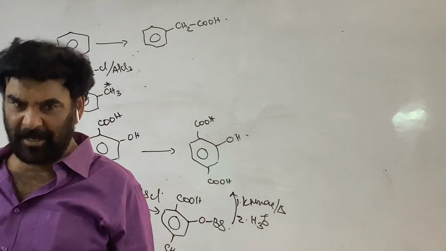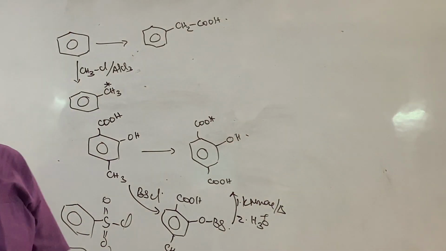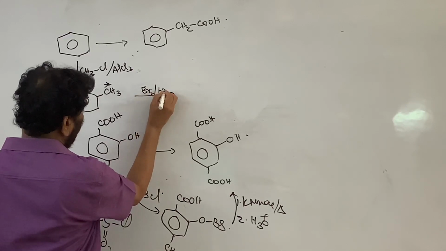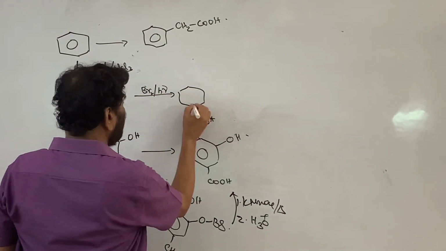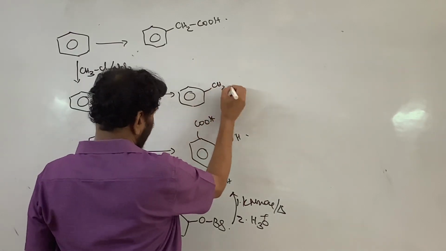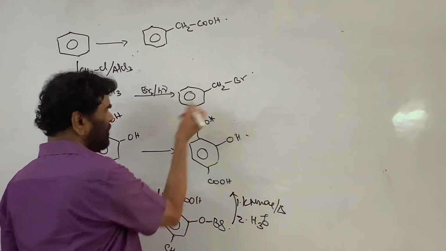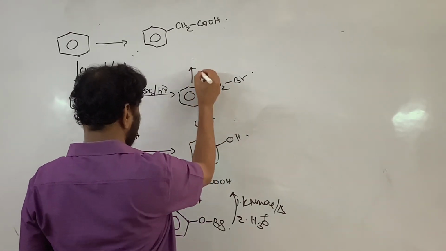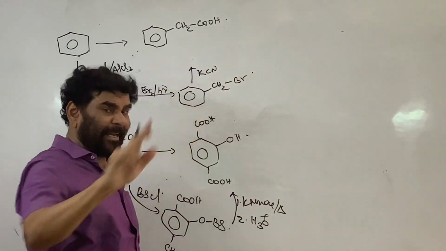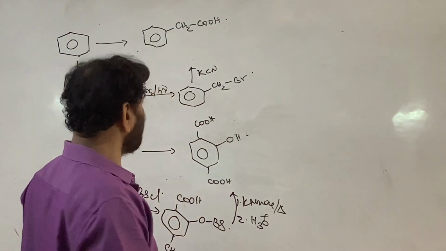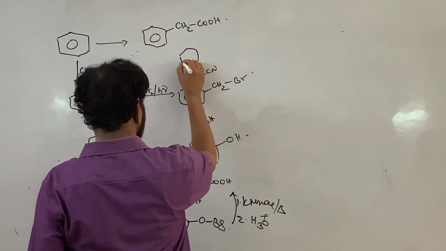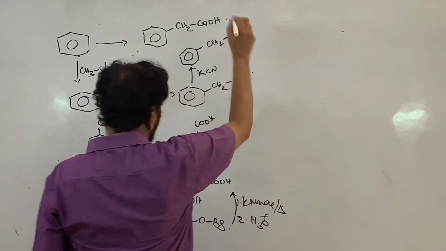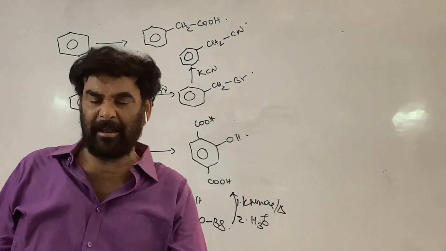We can introduce the halogen on that side chain by treating with chlorine. Benzyl bromide is formed, or you can take the chlorine also. There is no speciality for this. This is treated with KCN, potassium cyanide. The cyanide group can be further converted. This is benzyl cyanide, or phenyl ethyl nitrile.